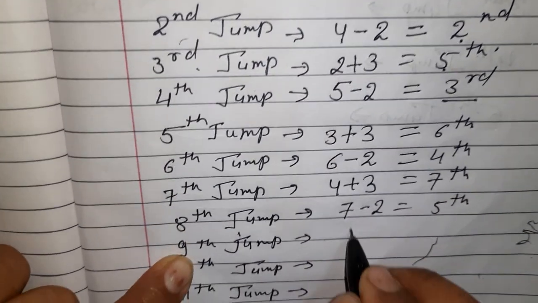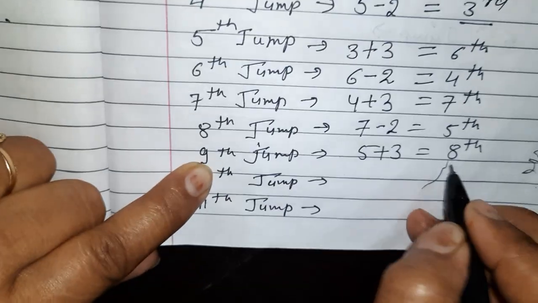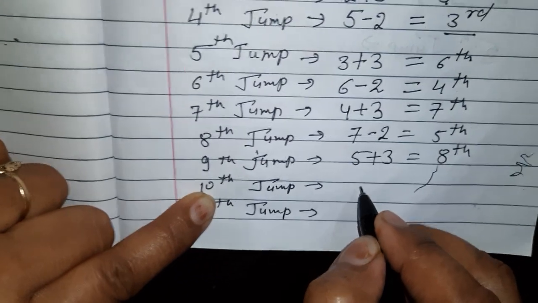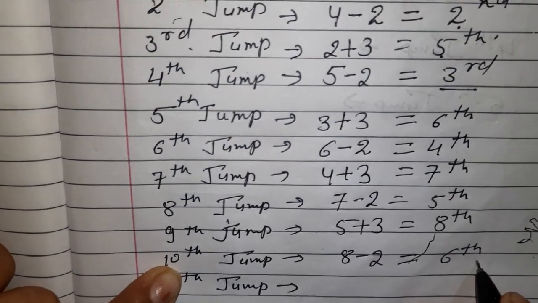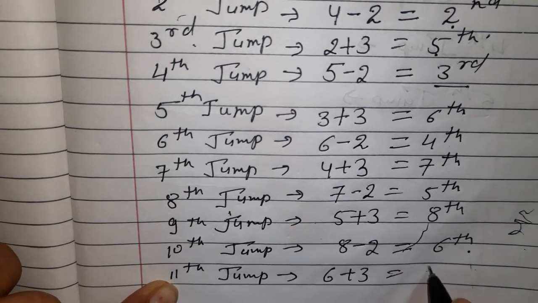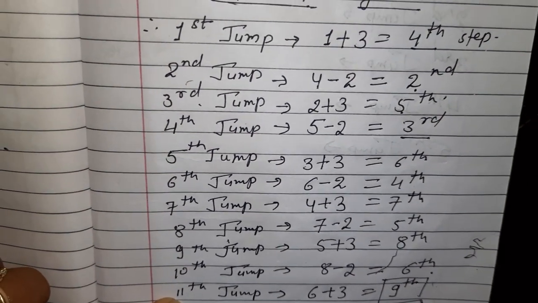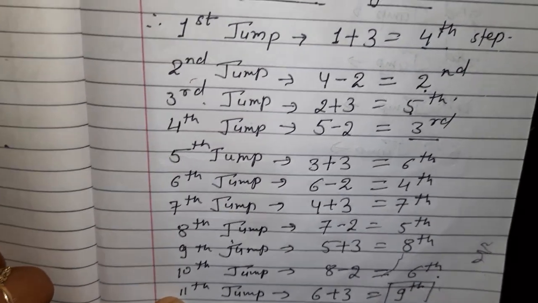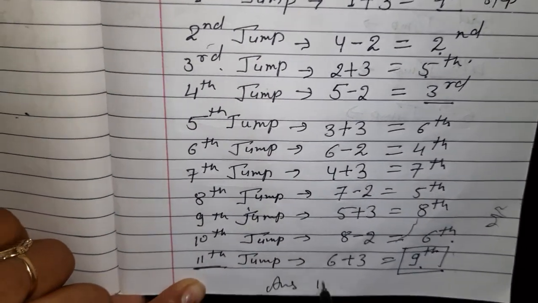Then again in the ninth jump, 5 plus 3, that is on the eighth step. And then in the 10th jump, 8 minus 2, on the 6th step. Then in the 11th jump, 6 plus 3, that is on the 9th step. And where is the water? On the 9th step. So after how many jumps did he reach the water level? After 11 jumps. So the answer is 11 jumps.